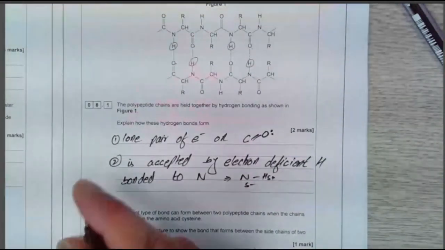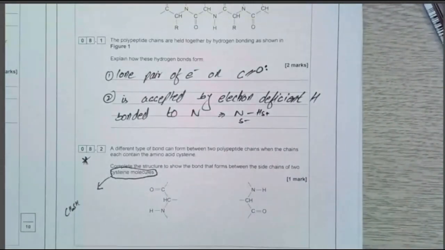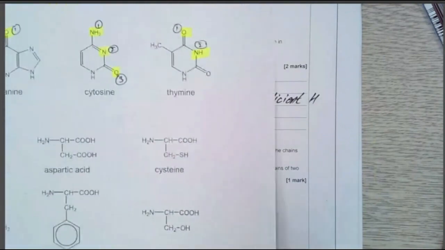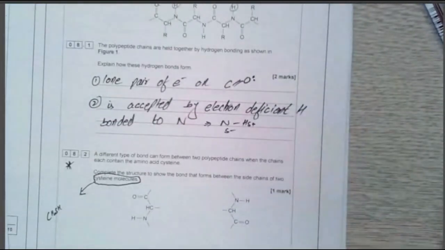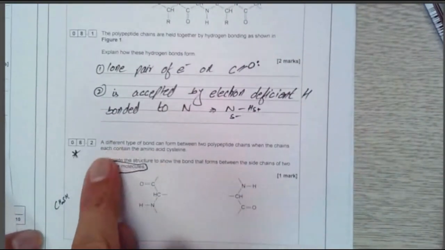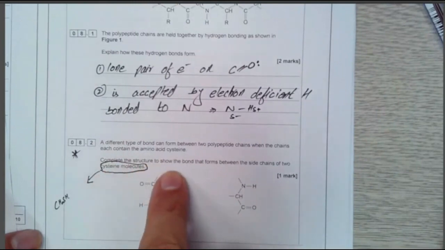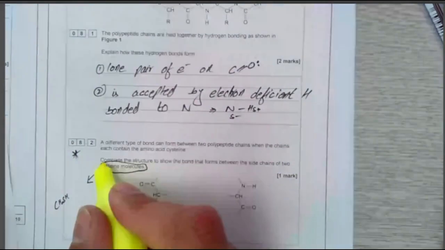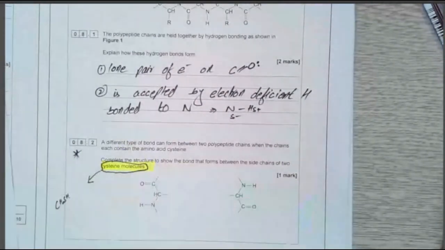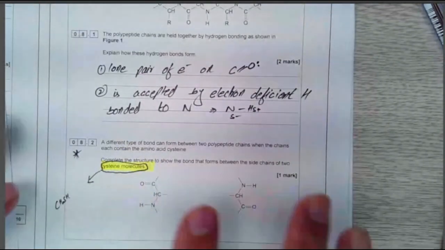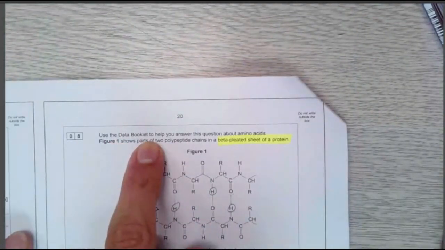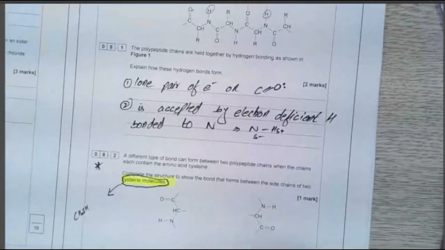This is again, put a star on question 8.2. Now, you need to know about cysteine. Again, you will have to make use of the data booklet. What do they say? Complete the structure to show the bond that forms between the side chains of 2 cysteine molecules. Now, have they given us any cysteine molecule? No, but if you go back, it tells you clearly, use the data booklet.